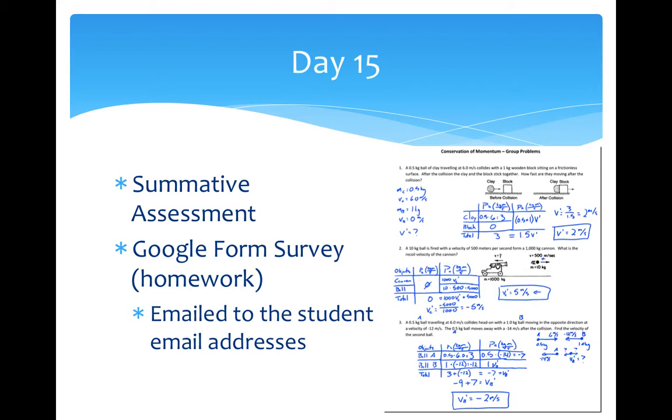Day 15, students are given a summative assessment, and I also send out a Google Form survey to their school email addresses asking them for feedback on how the lesson went and how the unit went, especially deploying all of these new methodologies that I've learned from this class.